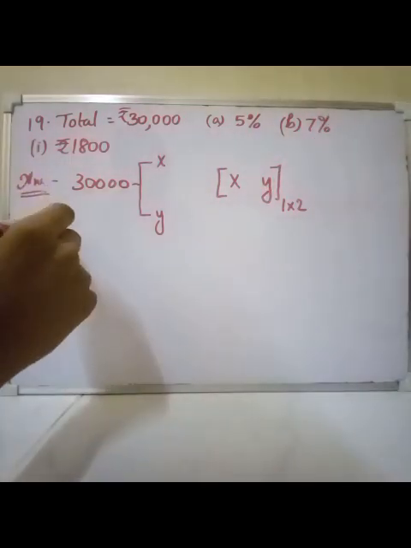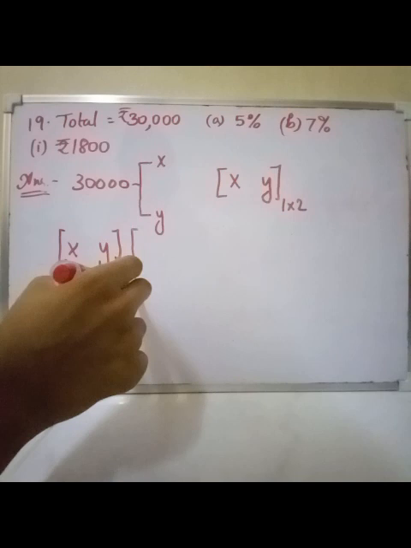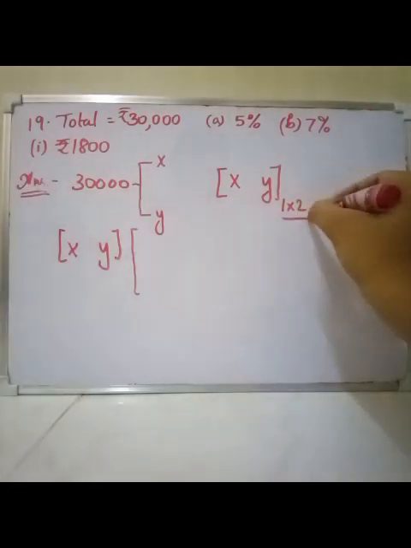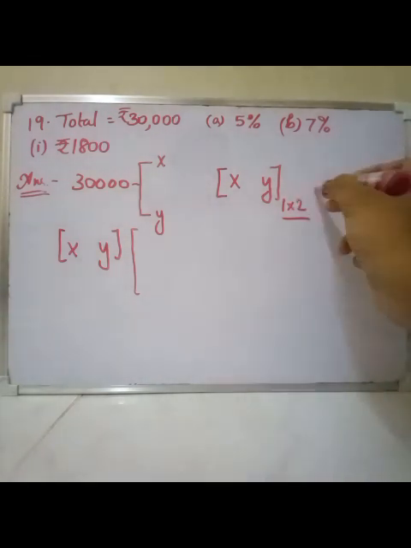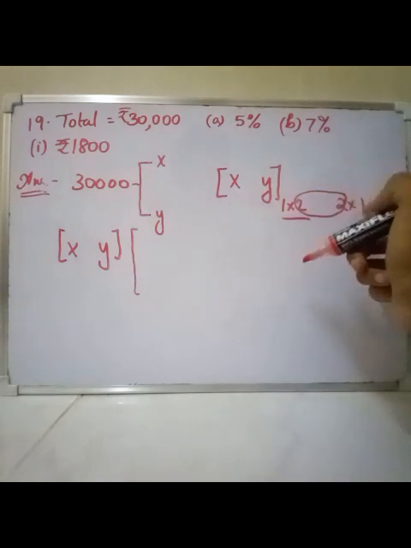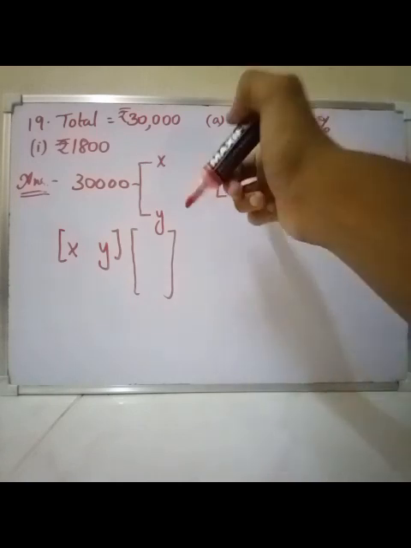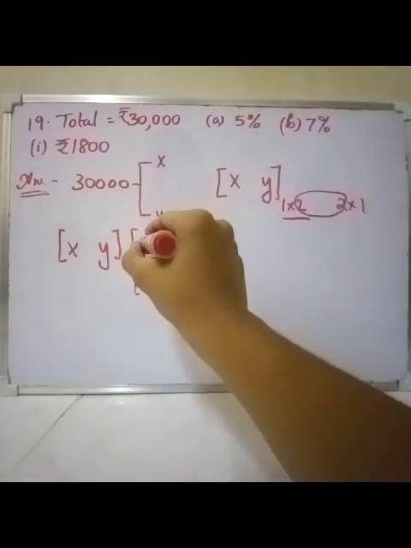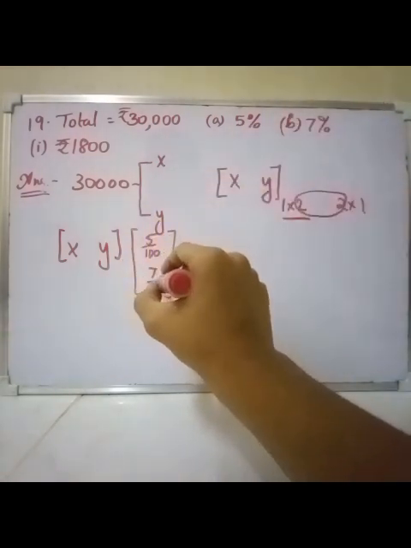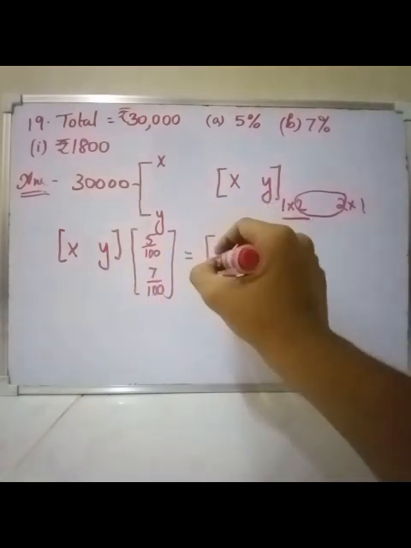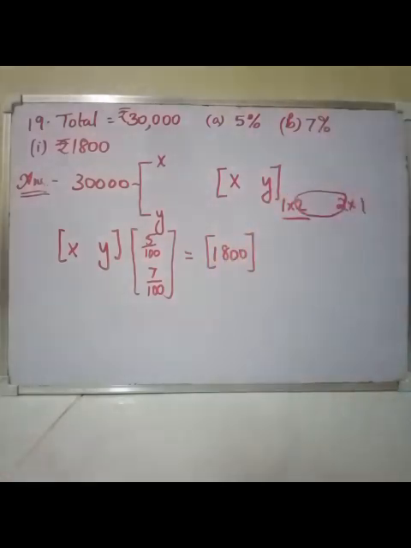And first this matrix is multiplied with the interest matrix. The interest matrix is just the opposite order of this, 2 by 1. Why I am doing in this order means this 2 will get cancelled, and finally we'll be getting a 1 by 1 matrix, right? So what is the interest matrix? 5% is 5 by 100, and 7% is 7 by 100. And this has to be equal to the matrix 1,800. This is the final amount we need, right? So now just multiply.